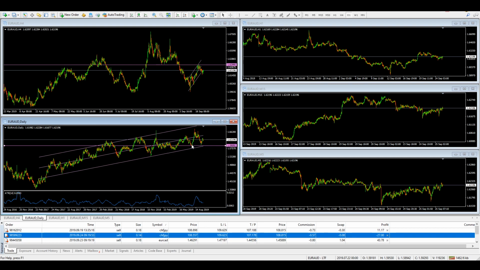So this is Euro AUD. Euro AUD is obviously bullish. Lots of higher lows and higher highs.